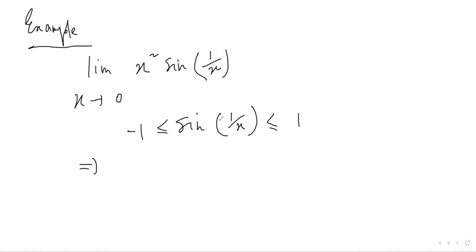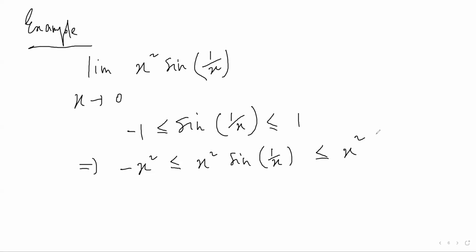And then we multiply throughout the inequality by x squared, because we want to have x squared times sine of 1 over x in the middle. So multiply throughout this inequality by x squared, and we get minus x squared to the left, and in the middle, we get x squared multiplied by sine of 1 over x. To the right, we get x squared. So that's what we get.